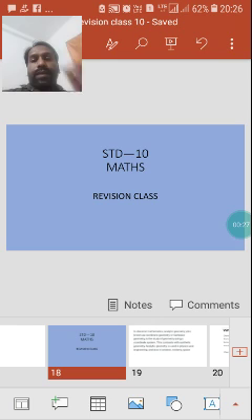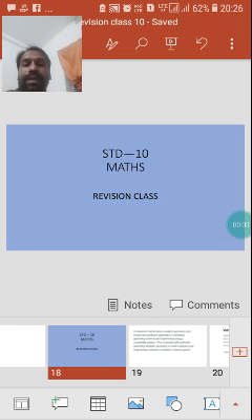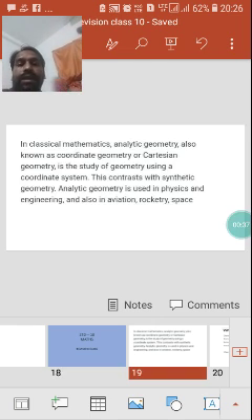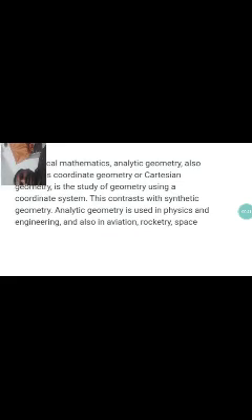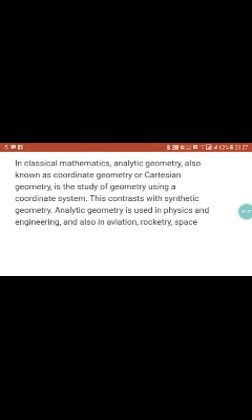Okay, so here is our next class, and we are just going to discuss about this. Okay, so here we are having this. Wait a minute. Coordinate geometry. Okay, this is the topic of discussion today. We are going to discuss about the coordinate geometry.